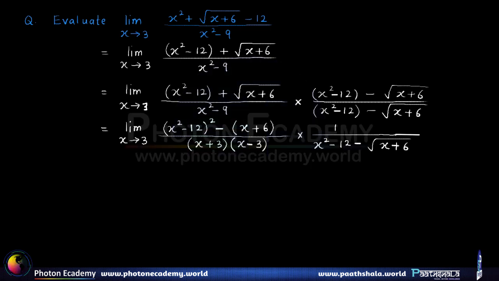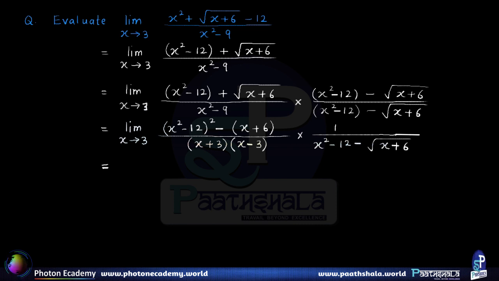Alright, now the remaining procedure is very straightforward, that is we have to simplify the numerator, then from numerator as well as denominator cancel out the factor of x minus 3 and evaluate the remaining limit, which we have already seen. So on simplifying we get the final answer as 37 divided by 36. So that is how we use the rationalization method.